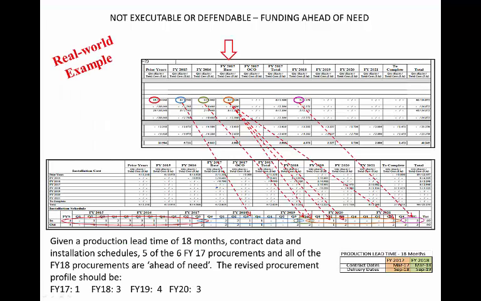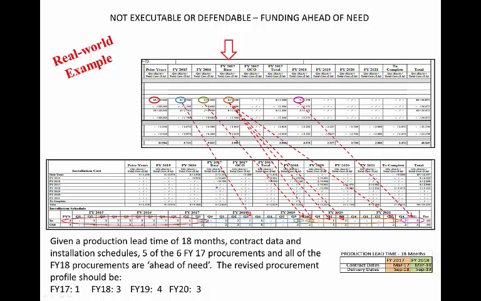So here's another real-world example of a budget that has schedule problems. We see that what they budgeted for in FY15, 8 units, were delivered over a total of 9 quarters. And then in FY16, there were only 2 units that were delivered in 2 quarters. And then in 17, 6 units over 8 quarters. And then in 18, 5 units over 2 quarters.